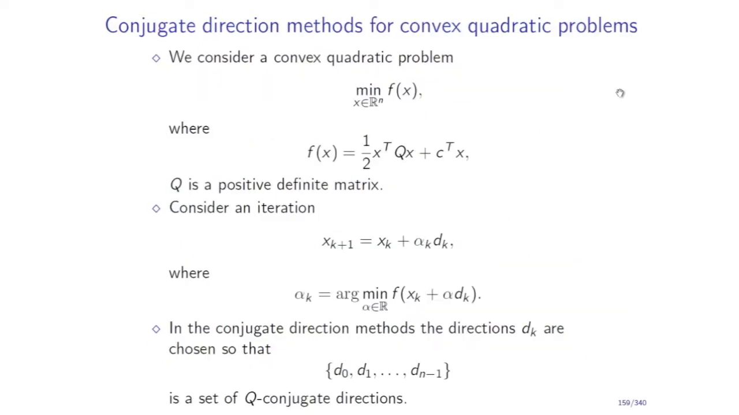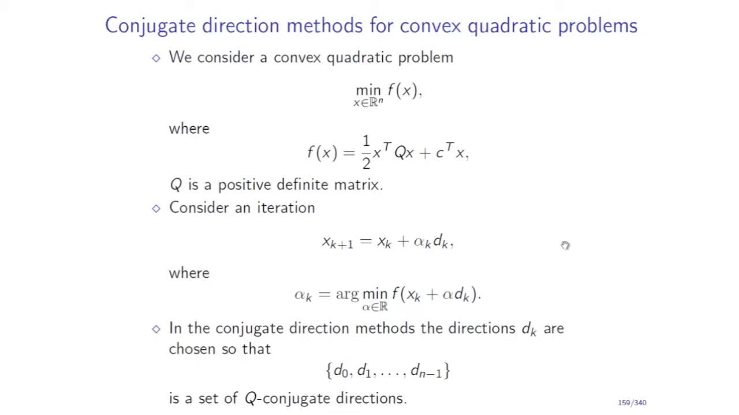Next, we'll discuss how these Q conjugate directions can be used to develop an optimization method. We will focus on the convex quadratic case. This is the simplest case where these methods are interesting. We will look at the convex quadratic problem in the form minimize f of x, where f of x is a convex quadratic function. So the Hessian is given by Q, and we assume that Q is a positive definite matrix, so we have convexity.